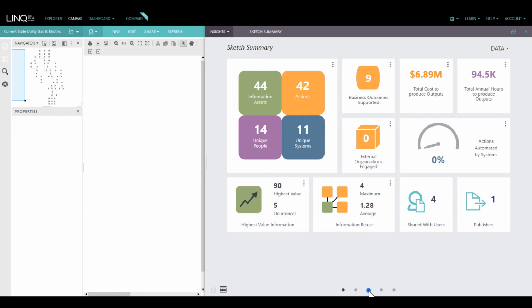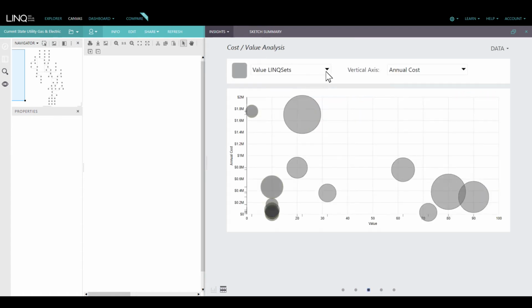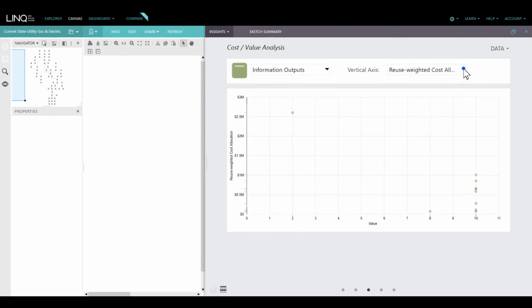The first graph displays the cost versus value of the LINQ sets or major groupings of activities. We can change this view by selecting this pull-down. Let's select information outputs and then value-weighted cost allocation.